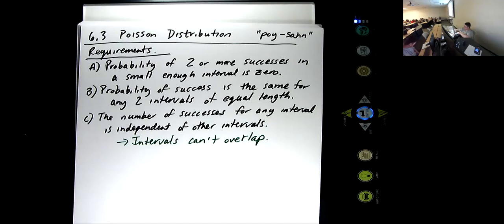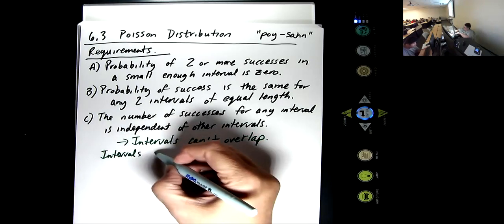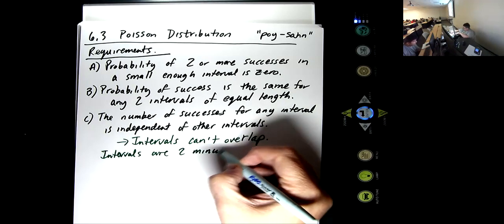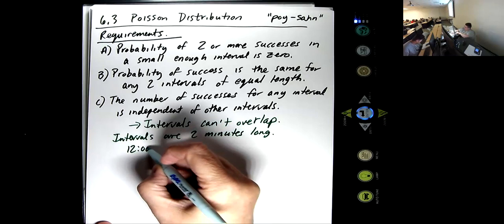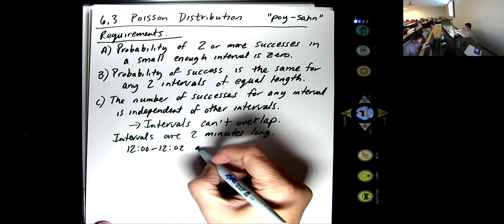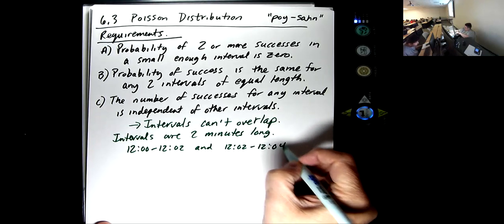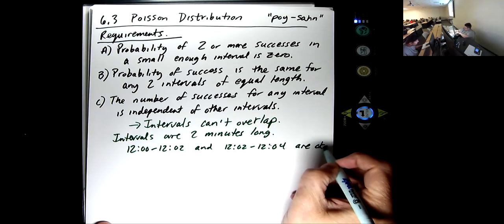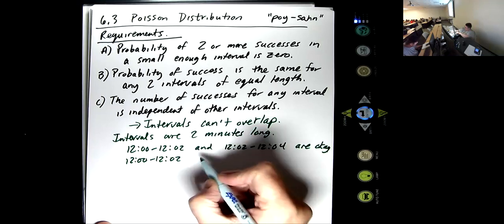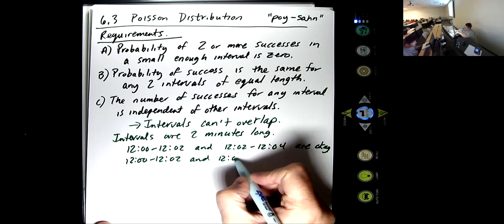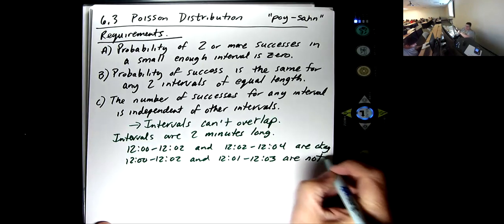Let's say the intervals are 2 minutes long. 12:00 to 12:02 and 12:02 to 12:04 are okay. 12:00 to 12:02 and 12:01 to 12:03 are not. They overlap.